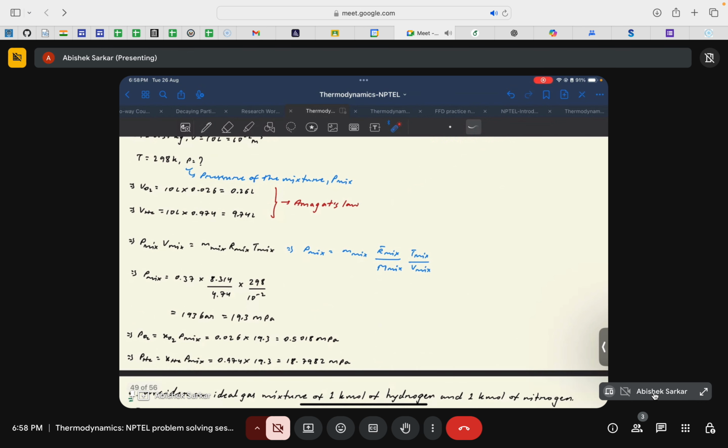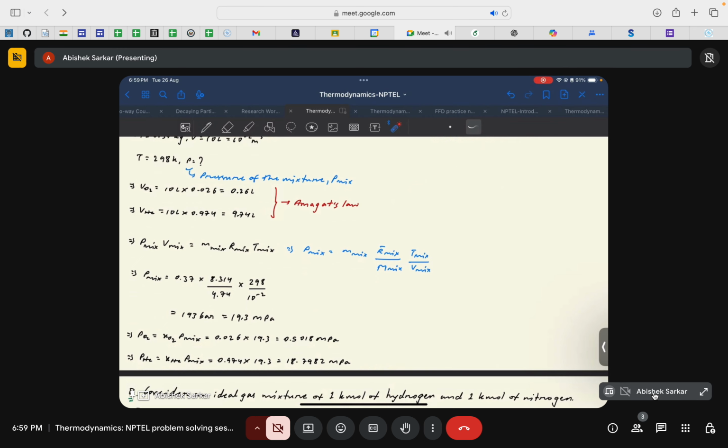And since we got the mole fraction and the total pressure, we can easily find out the partial pressure of oxygen, that is xO2 times P mix, or 0.026 times 19.3 or 0.5018 megapascal, and P He to be x He times P mix, or 0.974 times 19.3, or 18.7982 megapascal. So that's how we do it.